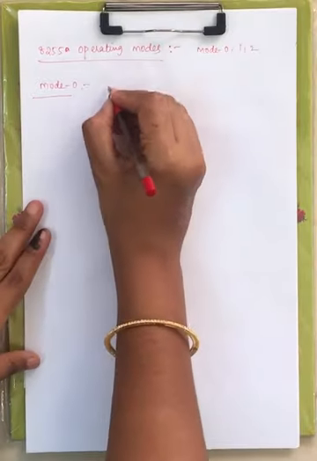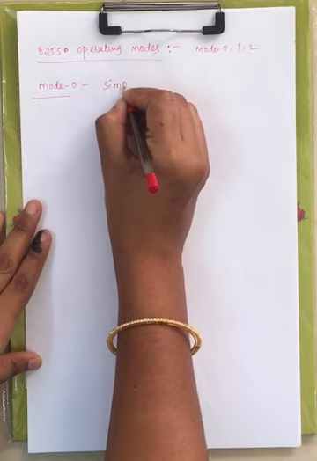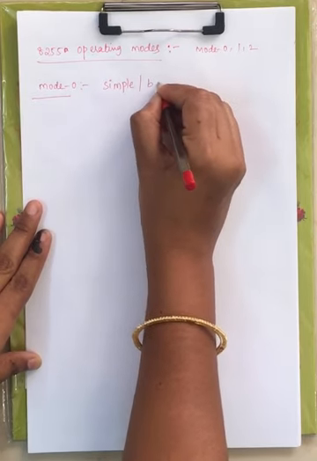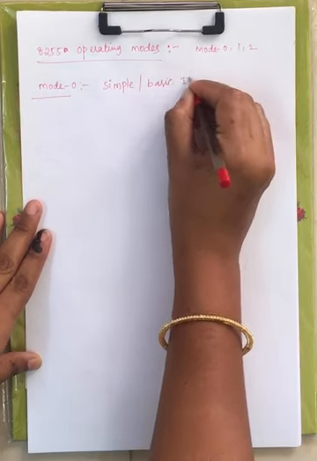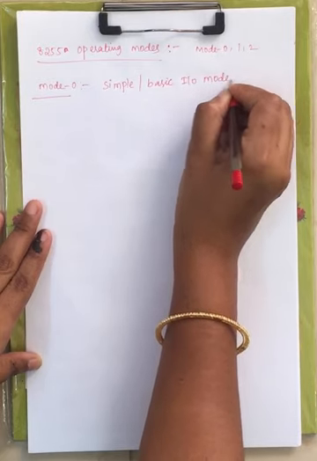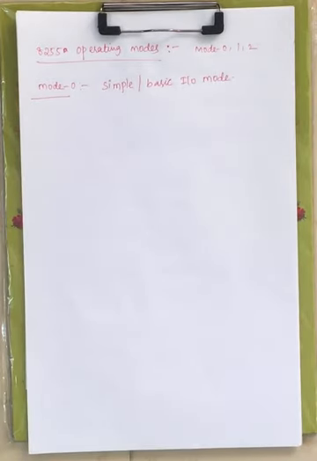Now coming to mode 0. This is a simple or basic IO mode. This mode 0 operating mode of 8255 is nothing but the simple or basic IO mode. In this mode, port A and port B are used as two 8-bit ports and port C as two 4-bit ports.